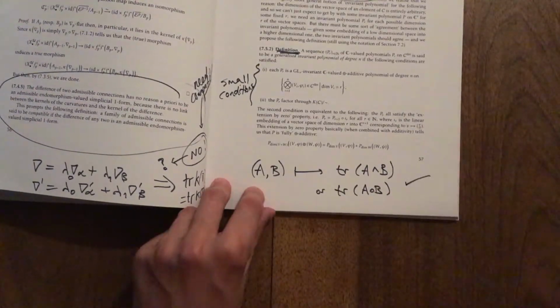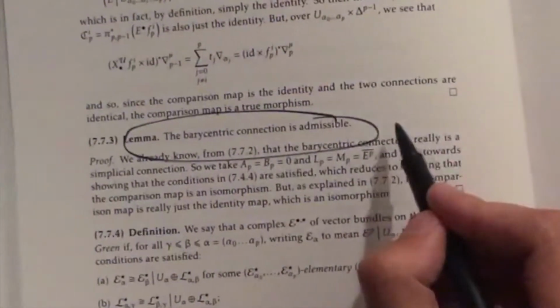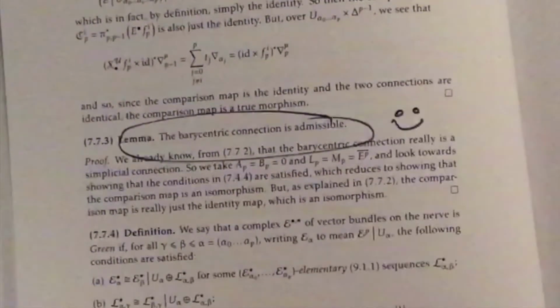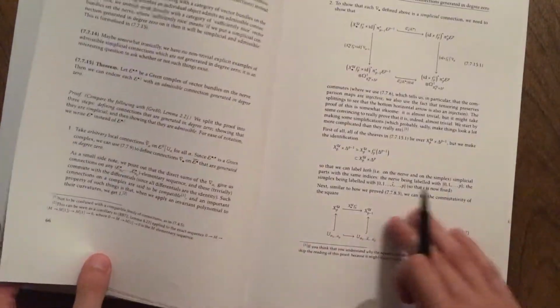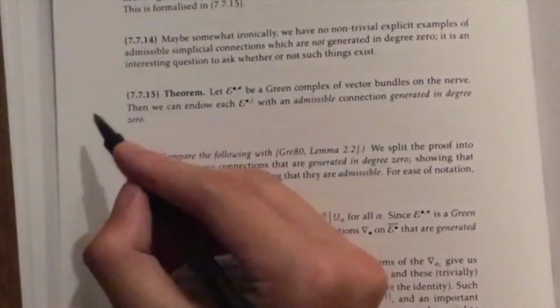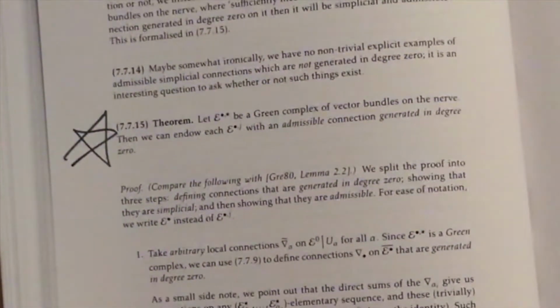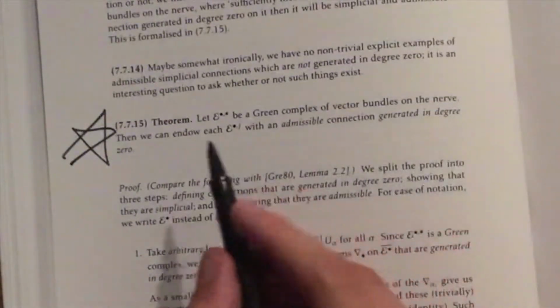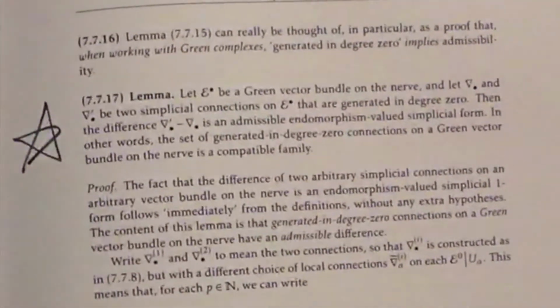The last, very reassuring result of this section is the following. Green's barycentric connection, whose construction we described earlier, is indeed an admissible simplicial connection. In fact, an even stronger result holds. Given a sufficiently nice complex of vector bundles on the nerve, where here sufficiently nice will be explained in a bit when we talk about Green's resolution, we can endow each vector bundle on the nerve with an admissible simplicial connection, and the family of all such connections arising from different initial data is a compatible family.